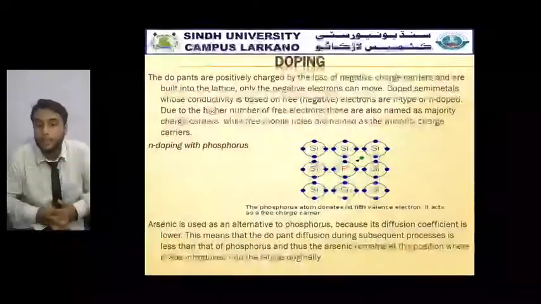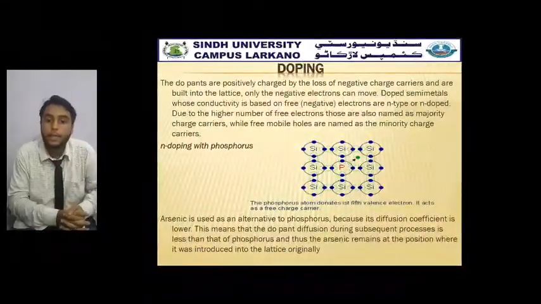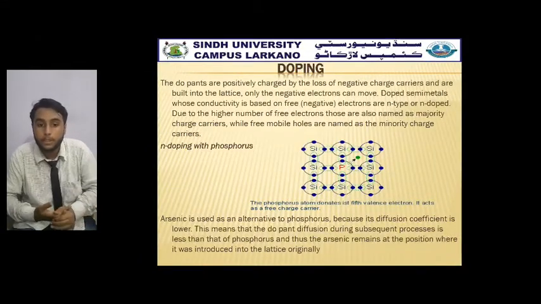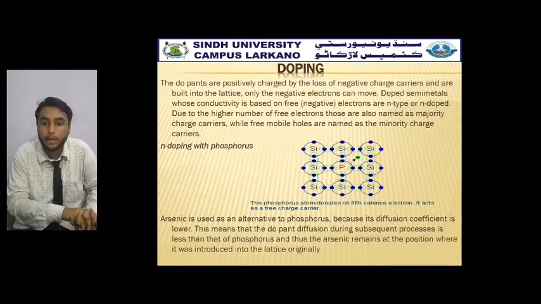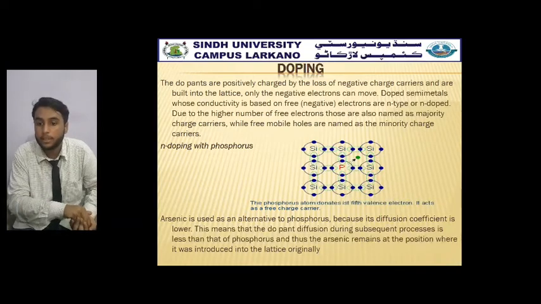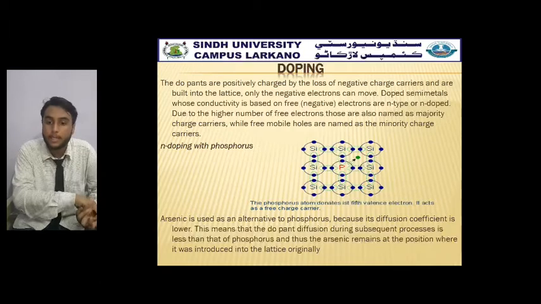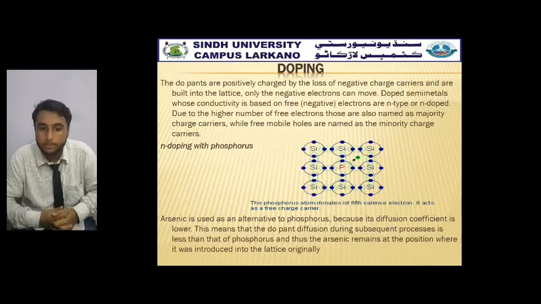The dopant is positively charged and is built into the lattice, so only the negative electrons can be moved. Doped semiconductor material based on free negative electrons is called n-type or n-doped, due to the higher number of free electrons. These are named the majority charge carriers, while the free mobile hole is named the minority charge carrier. This is the figure of the n-doping.